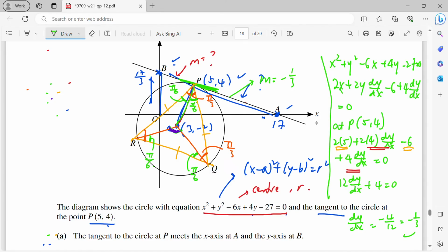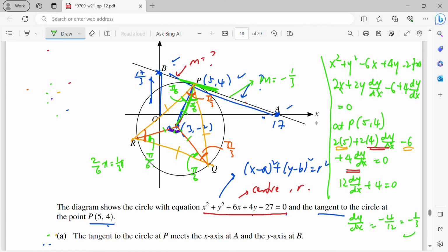Right, because all these are radius. This is radius, radius, radius. So it will be the same angle. So if here is pi over 6, here is pi over 6, this angle is going to be pi over 3. Right? So pi over 6 plus pi over 6 is 2 pi over 6, which is 1 over 2 pi over 6, which is 1 over 3 pi.